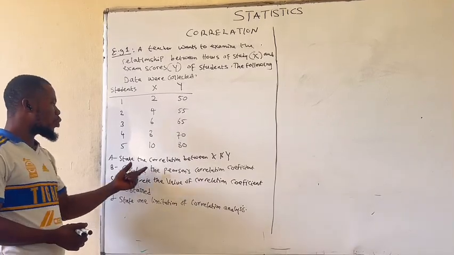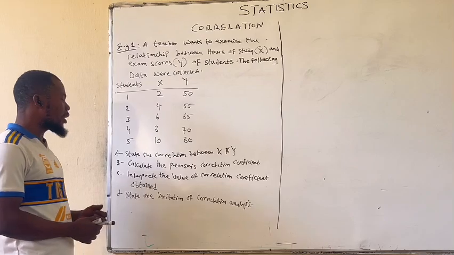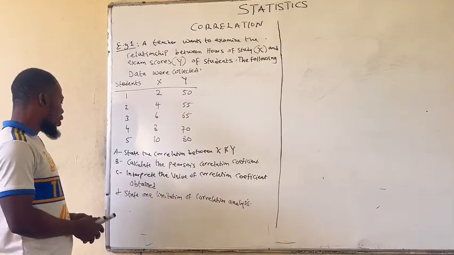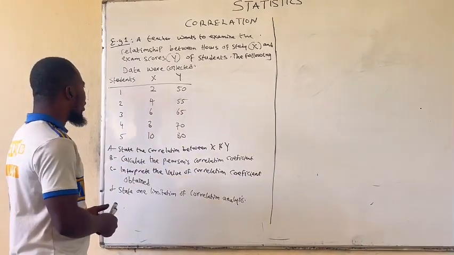B part, calculate the Pearson's correlation coefficient. The C part, interpret the value of the correlation coefficient obtained. The D part, state one limitation of correlation analysis.